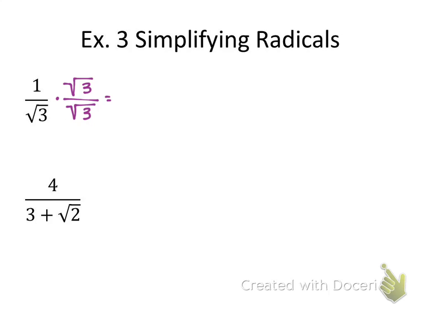What's the square root of 3 times the square root of 3? 3. So that tells me right there, that takes care of my radical. I no longer have a square root in the denominator. Now I just multiply what's up top. 1 times the square root of 3 is 1 times the square root of 3. This is my final answer.